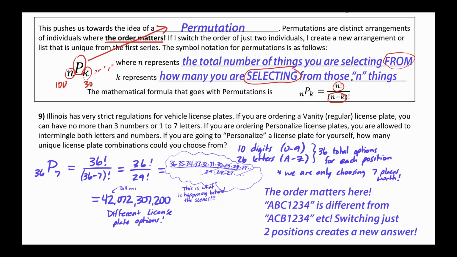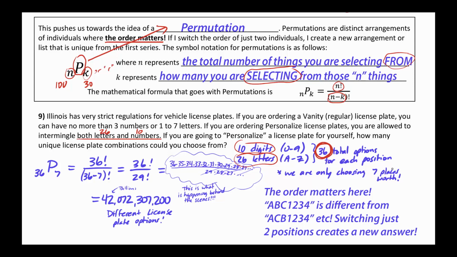You could have the option to personalize your license plates. Now, you're allowed to have a little bit more freedom here, but you have to pay more money to do that. You can intermingle both letters and numbers. If you're going to personalize a license plate for yourself, how many unique license plate combinations could you choose from? So let's think about this. Letters and numbers. I know that there are 26 letters, and the digits that I could choose from, 0 through 9, there are 10 total. So 10 digits, 26 letters, that's a total of 36 options.